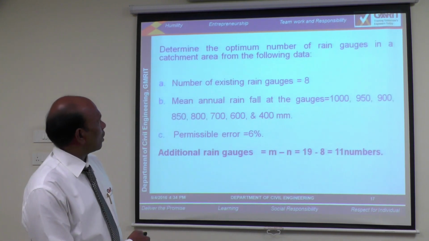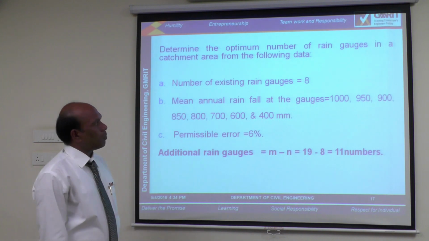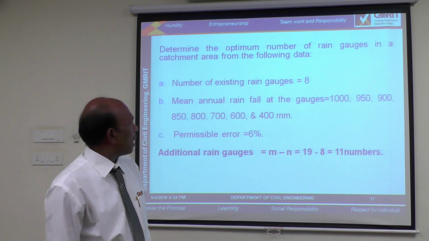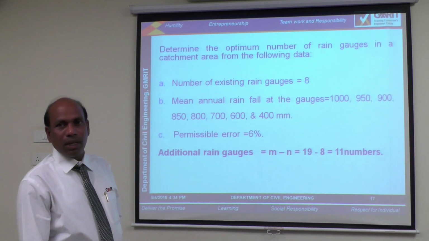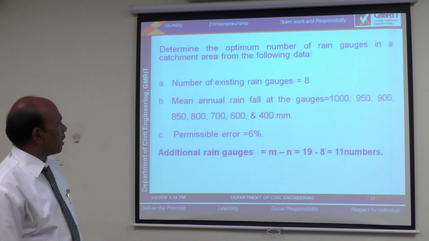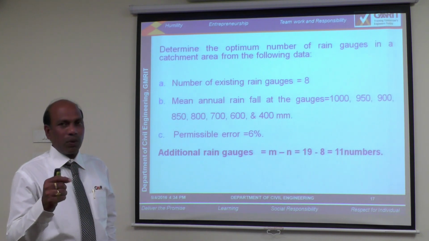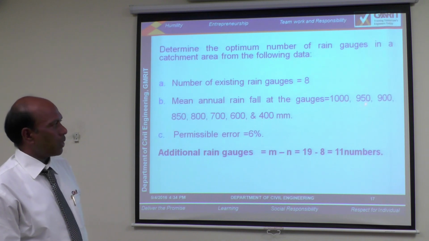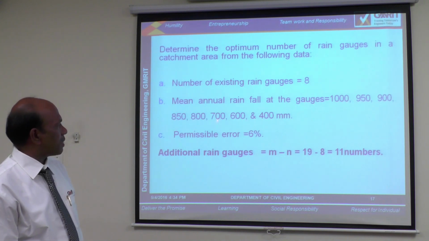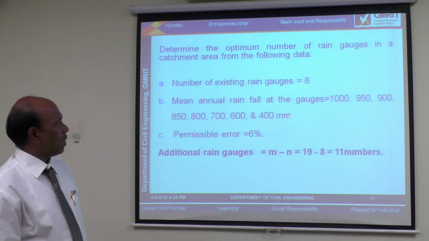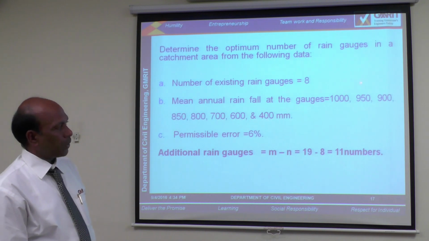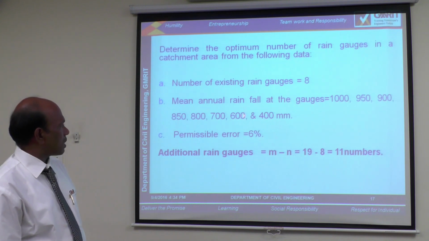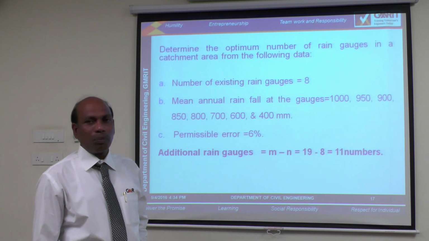Then we are going to solve one problem here. Determine the optimum number of rain gauges in a catchment area from the following data. Here they have given the number of existing rain gauges: 8, and the mean annual rainfall at different rain gauge locations. That is 1000 at one location, another 950, 900, 850, 800, 700, 600 and 400. So these are the rain gauges existing on a particular area. That means 1, 2, 3, 4, 5, 6, 7, 8. 8 rain gauges are existing on a particular area.